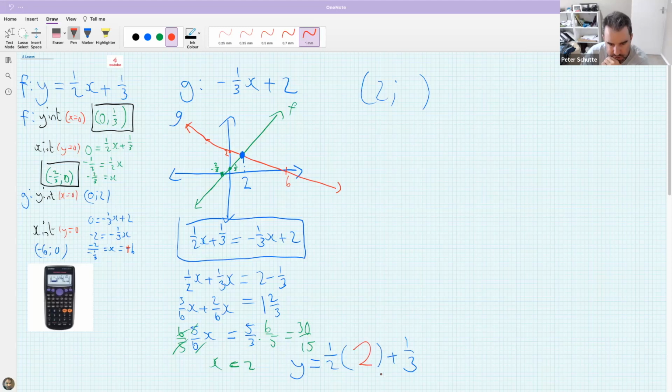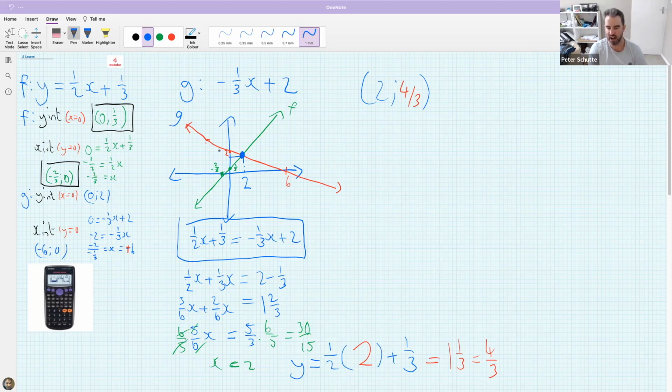Yep, we just substitute in. And I chose the one without a negative fraction. So a half times 2 is 1, and 1 plus a third is 1 and 1/3, or you could also say 4 over 3. And so I'm going to write that as 4 over 3. So that is what the intersection point is.